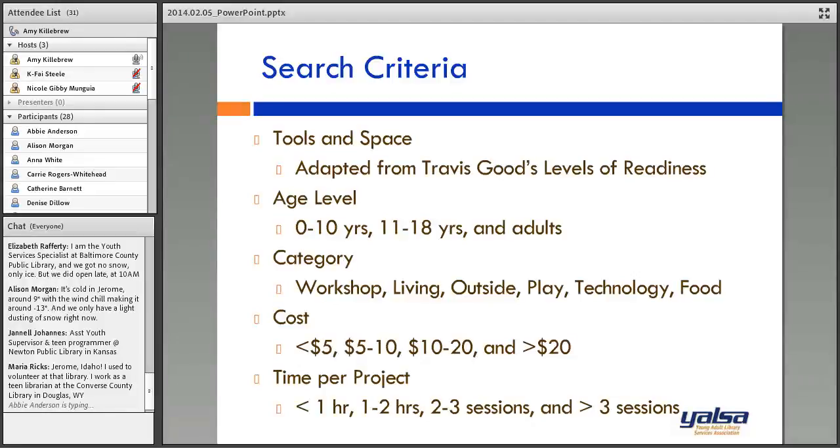was something we adapted from Travis Good. Early on in the planning of this site, we were lucky enough to meet Travis Good, who's from Make Magazine, but he's done quite a bit of research on libraries and makerspaces, and he's actually the person who connected us with Instructables.com. So he created a system called Levels of Readiness, and we've adapted it and we call it Tools and Space. Since this is one of the really useful criteria that you can search by, I'm going to go through it a little more in depth than the others, which are pretty self-explanatory.